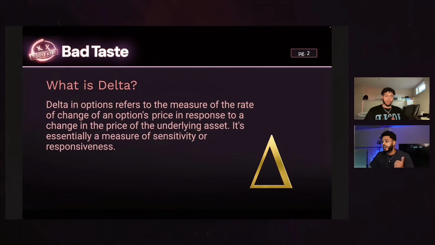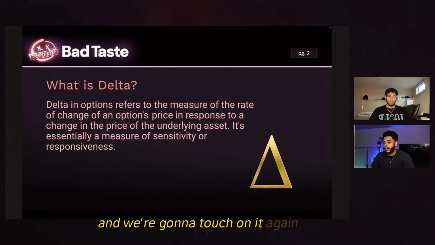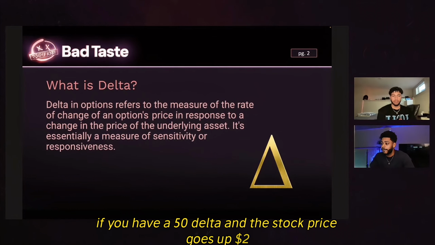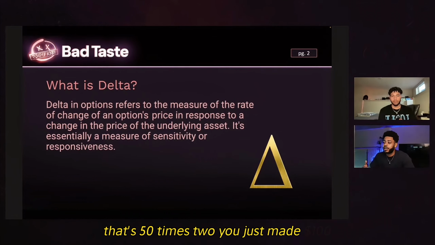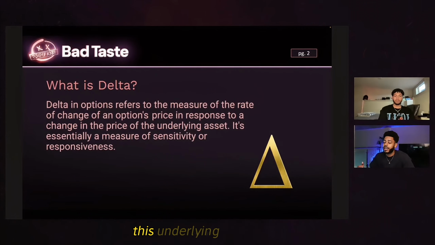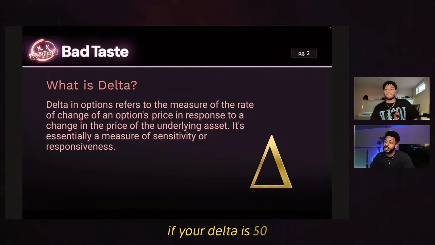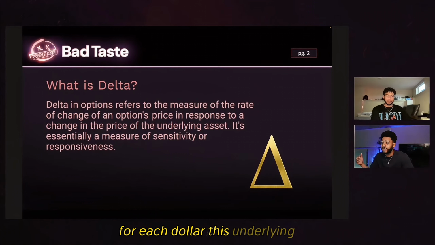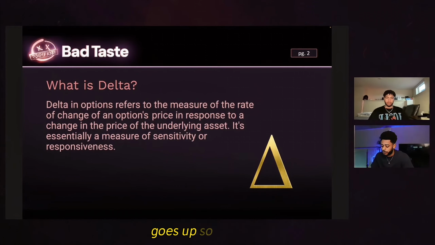It's just like the conversation we had the other day, and we're going to touch on it again in this slide. If you have a 50 delta and the stock price goes up $2, that's 50 times 2. You just made $100. That is essentially letting us know that for every dollar the underlying asset goes up, if your delta is 50, that's how many dollars you will make. So anyways, pay attention to your delta.